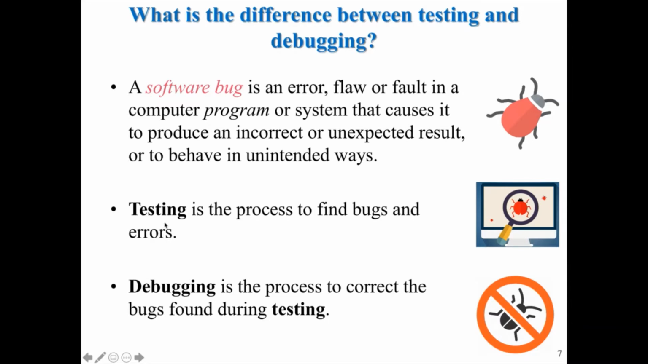After testing, what do we want to do? We want to correct the errors. The process of correcting the errors that we found in testing is called debugging. So we do testing first, and then the process of correcting the errors is called debugging. Testing comes first and debugging comes later.